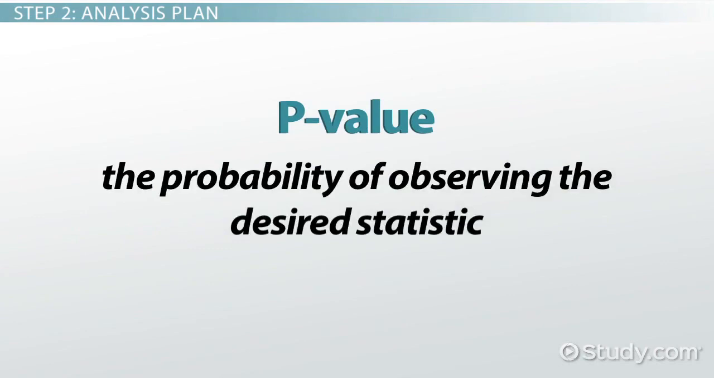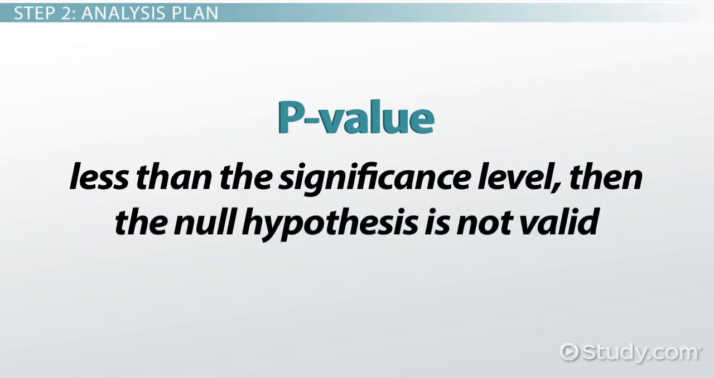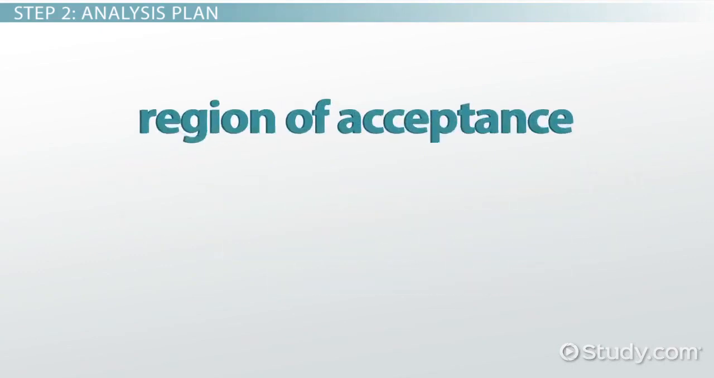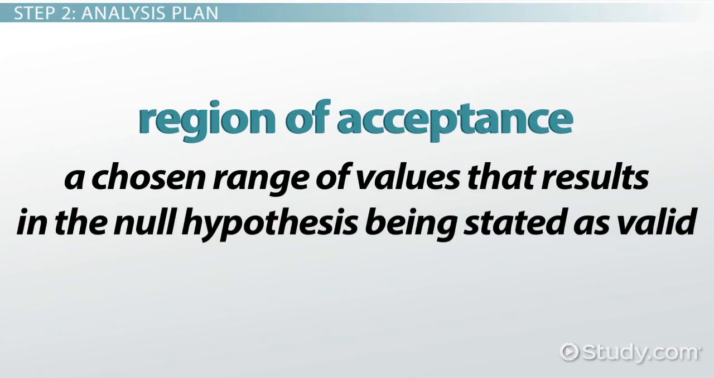The p-value is the probability of observing the desired statistic. If this p-value is less than the significance level, then the null hypothesis is not valid. The significance level is the probability of making the mistake of saying that the null hypothesis is not valid when it actually is true. The region of acceptance is a chosen range of values that results in the null hypothesis being stated as valid.